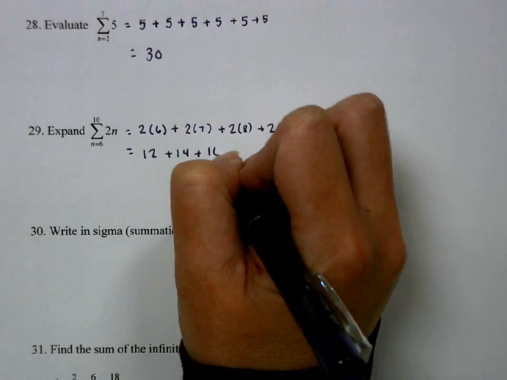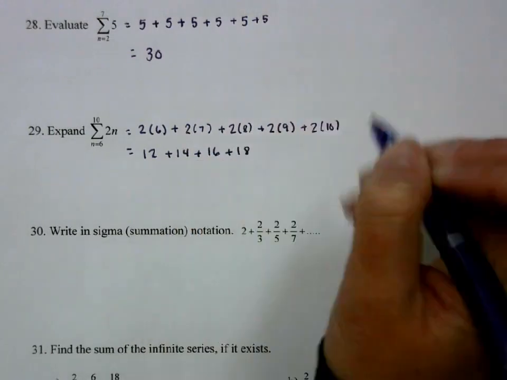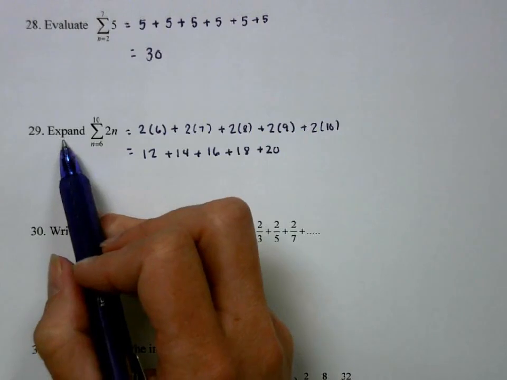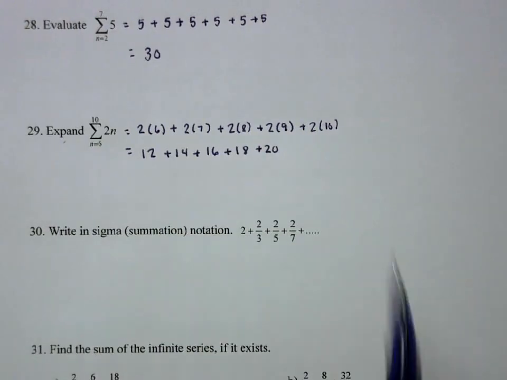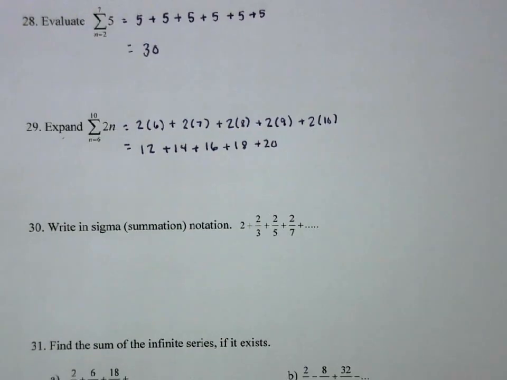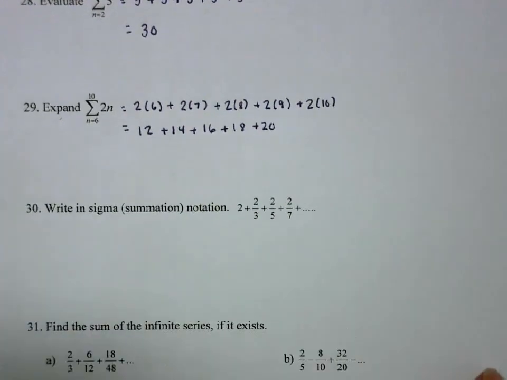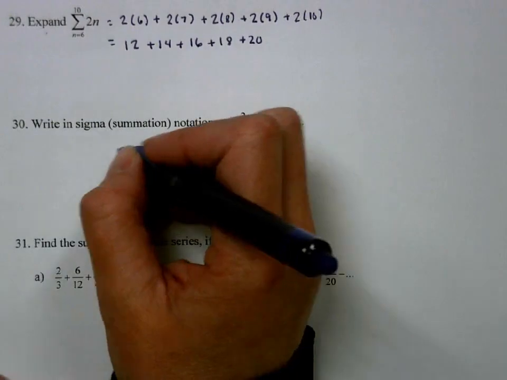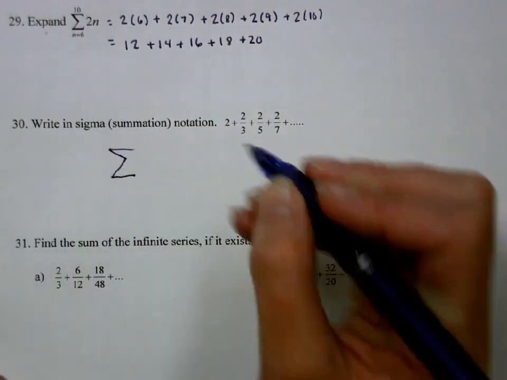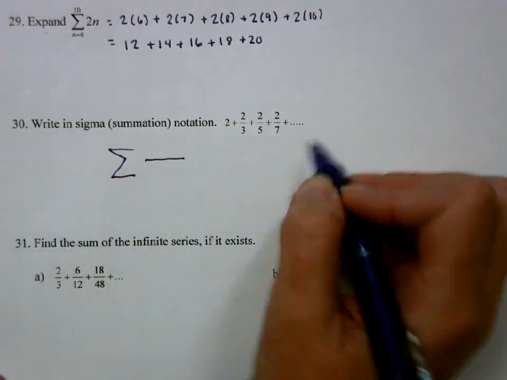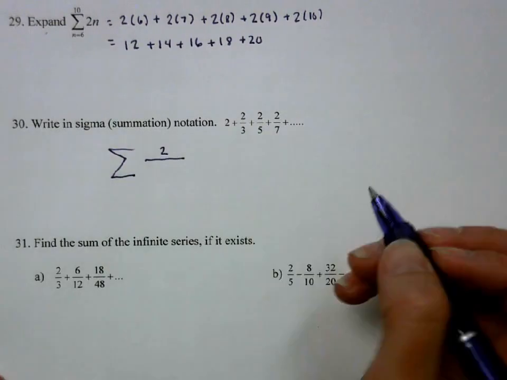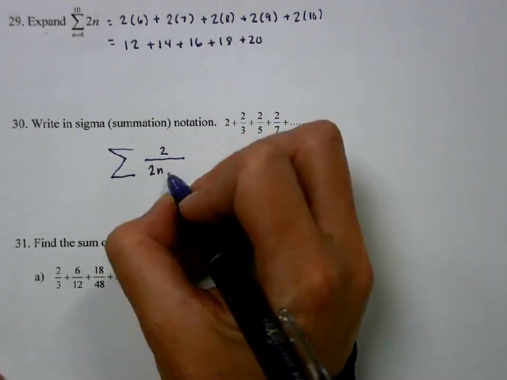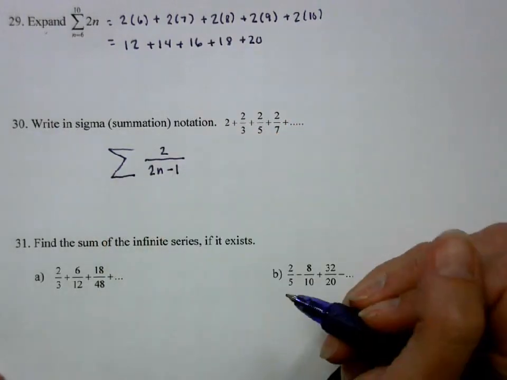This next one, write in summation notation. So there's different ways we can do this. Okay, so I'm going to start with my general formula. We've got 2 on the top here, and then we have the odd numbers. So the equation 2n either plus 1 or minus 1 will give me the odd numbers. If I do minus 1, that means I'm starting at 1, because 2 times 1 minus 1 would be 1. And you can always double check. And this is plus dot dot dot, so to infinity.